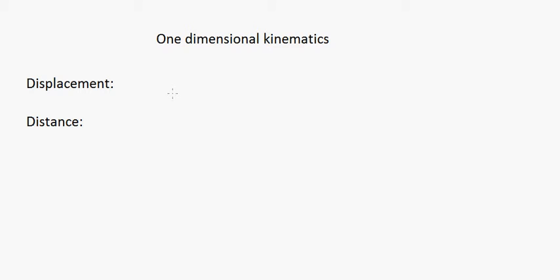Okay. People often get confused between displacement and distance. So these two quantities are entirely different. So let me just give you an example. Let's just say that I'm at point A over here. I'm at point A. Right? So from point A, I'm moving to point B. Let's say the distance between B and A is 3 units.